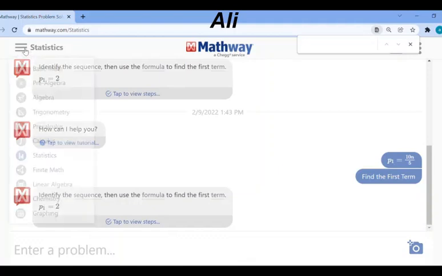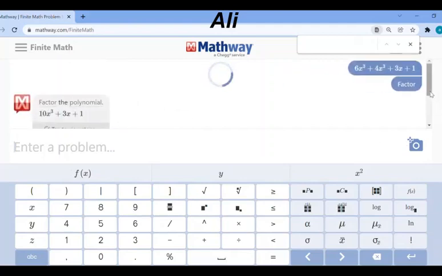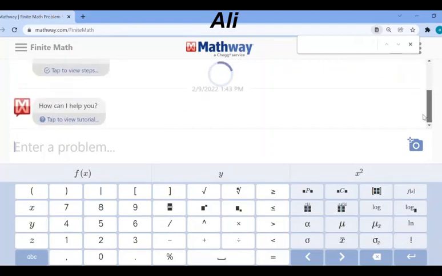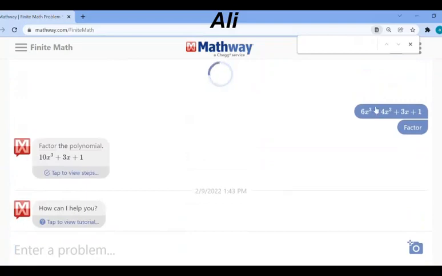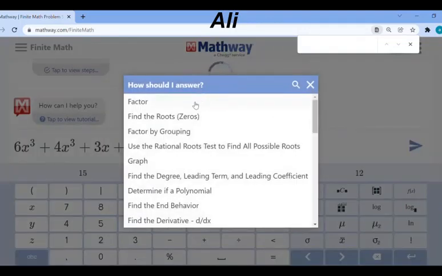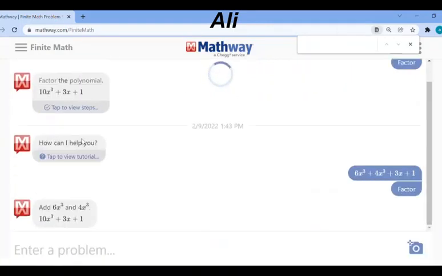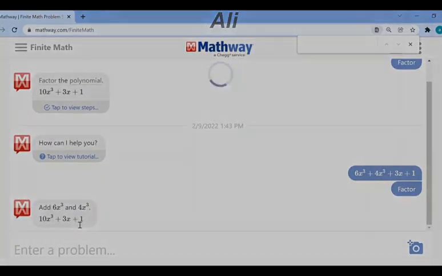Next section is finite math. We can type up a polynomial 6x power 3 plus 4x power 3 plus 3x plus 1, and we're gonna choose to factor the polynomial, and it's gonna bring up the answer, and the answer is, let's wait for it to load. The answer is 10x cubed plus 3x plus 1.